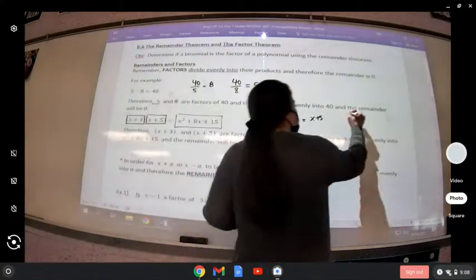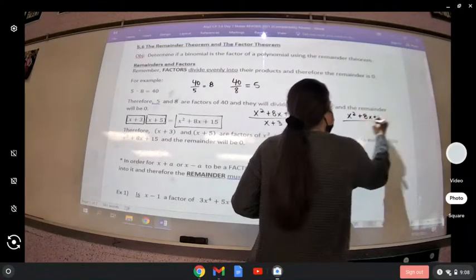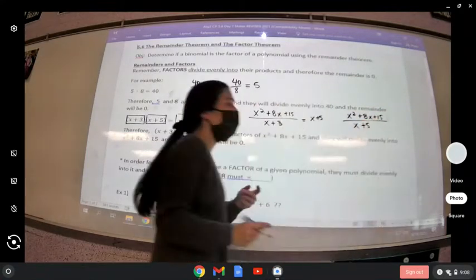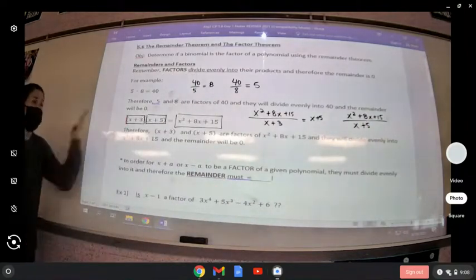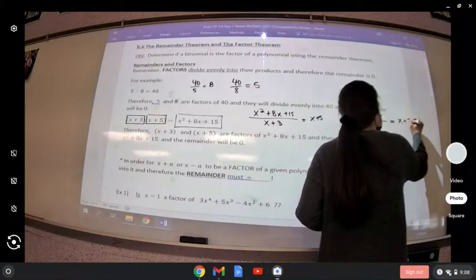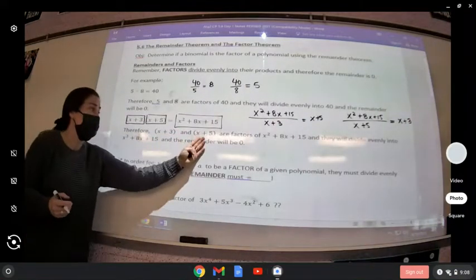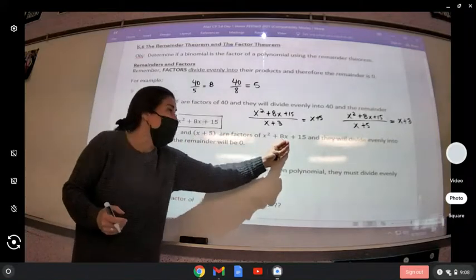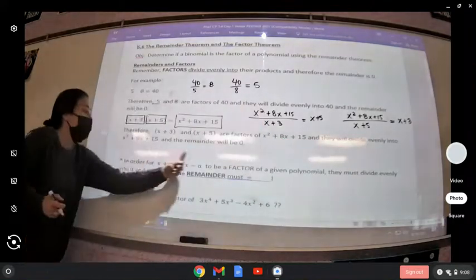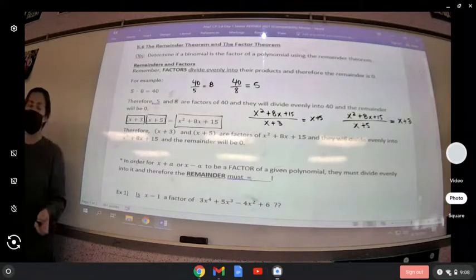If I take this polynomial and I divide it by x plus 5, guess what? It's going to divide evenly in. It's going to get me x plus 3. It's going to get me the other factor. Okay? So again, therefore, these two polynomials are factors of this one. They will divide evenly in, and the remainder will be 0. This is what we know about factors and remainders, okay?